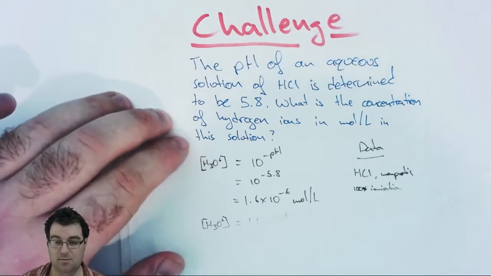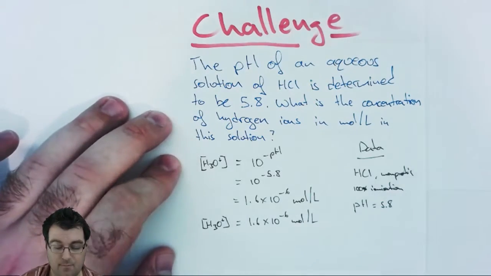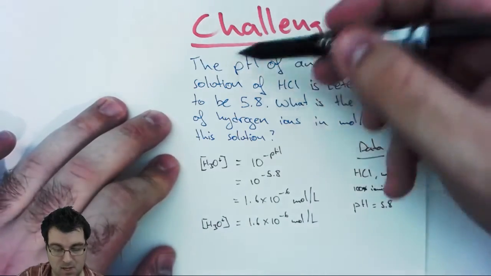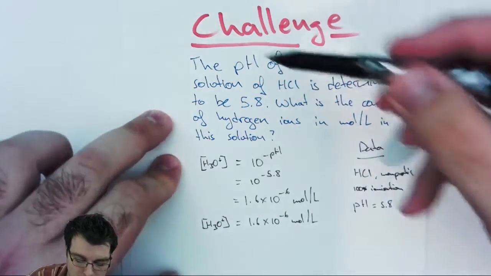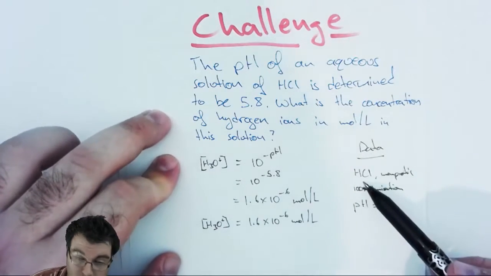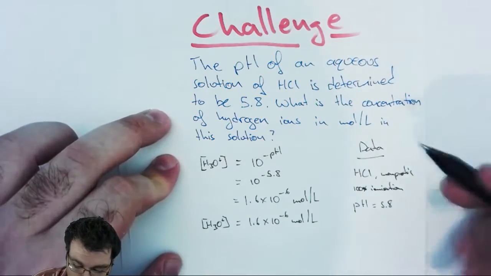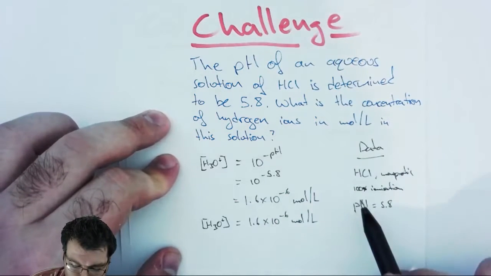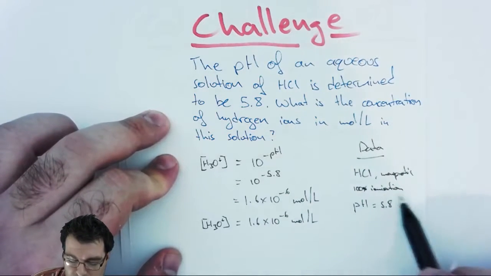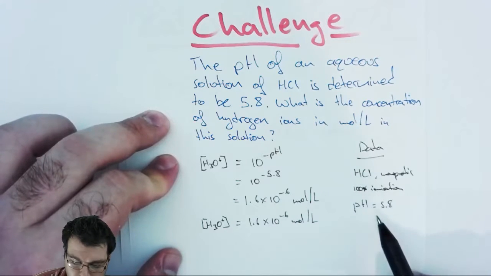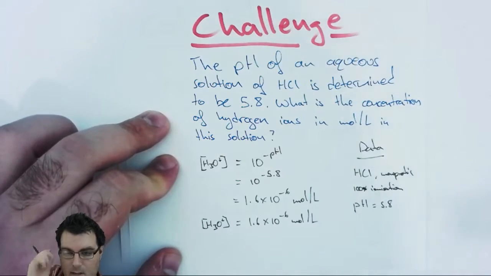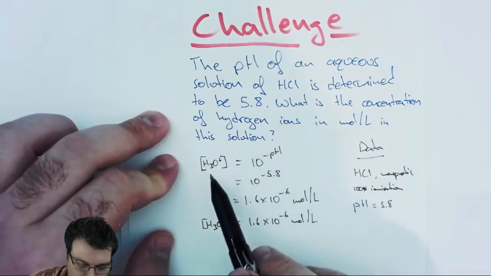Okay, let's go through that answer. Now again, remember, always work with your data. That's the first thing you do. So going from the question, we have a solution of hydrochloric acid, which is monoprotic. Okay. All right, and it's also a strong acid, so it's going to have 100% ionization, and the solution has a pH of 5.8.